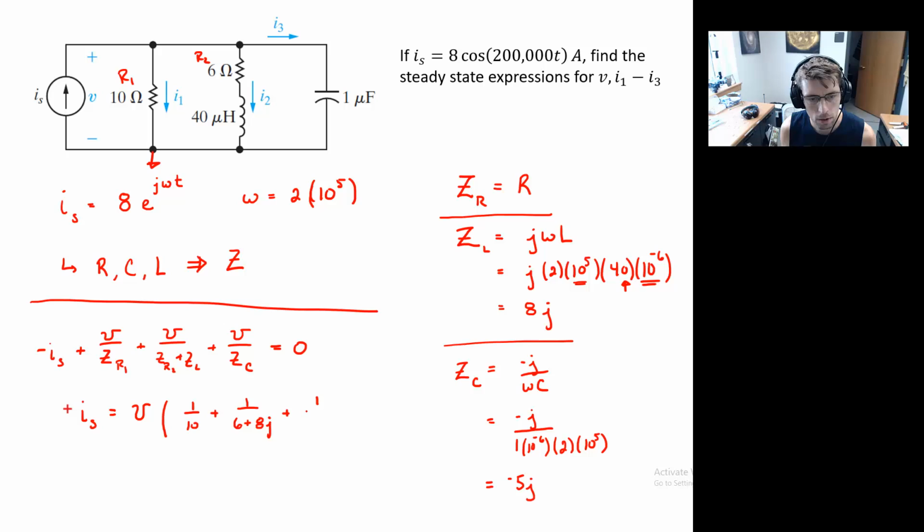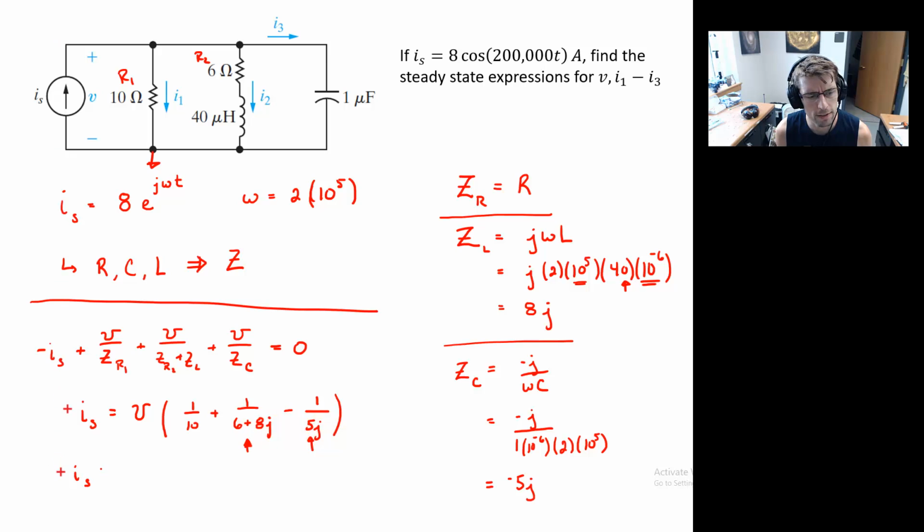Yeah, 1 over 5j. Negative, so I'll put a negative sign. Okay, well, let's go ahead. First of all, let's apply the complex conjugate to get the j's out of the denominator and into the numerator. I like doing that. So what do we have here?